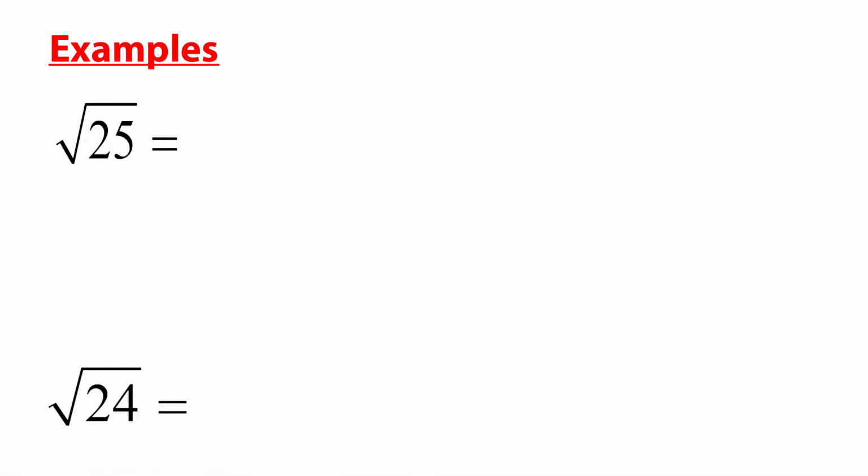Here's the square root of 25. Okay, I'm going to rewrite the square root with its prime factorization. So 25 is clearly a square number. That 25 is also the same as 5 times 5, or 5 squared.